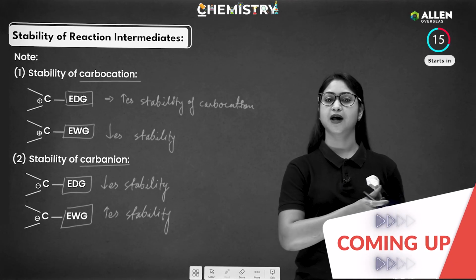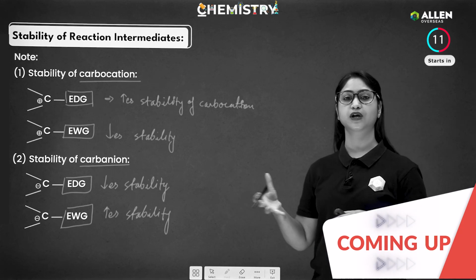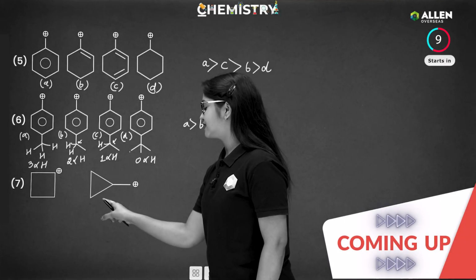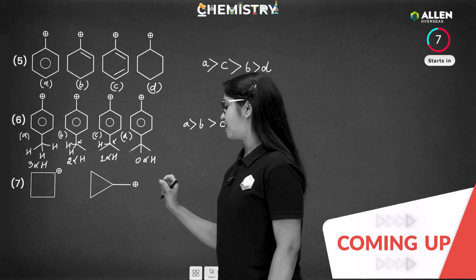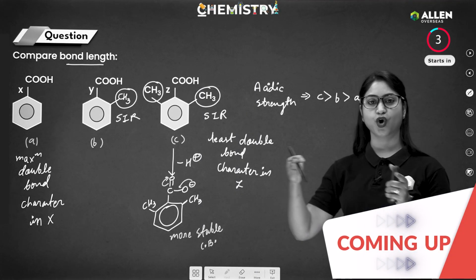Which groups will make the carbocation more stable and which will make it less stable. Similarly for carbanion, right? This is having this cyclopropane ring, and on this carbon, the carbocation is present. Less the double bond character, longer will be the bond, right?